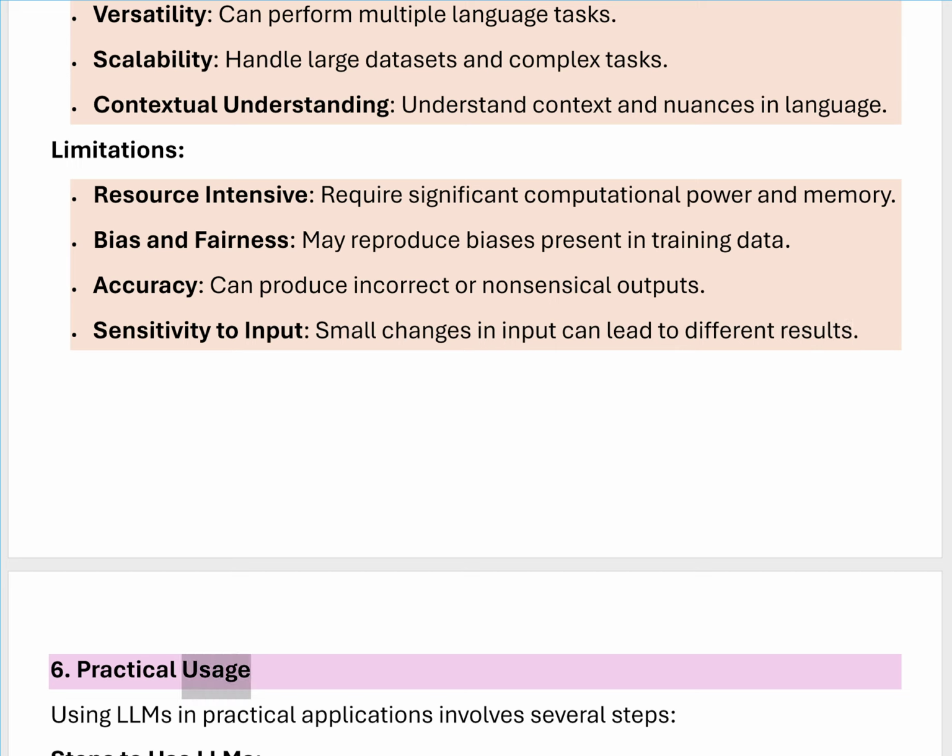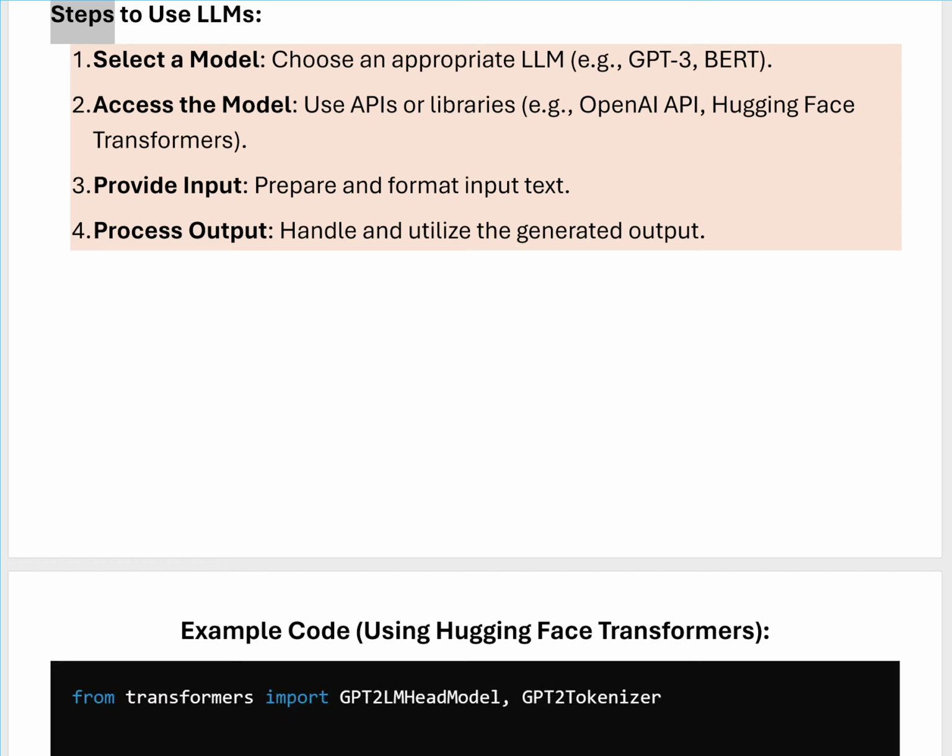6. Practical usage. Using LLMs in practical applications involves several steps. Steps to use LLMs. Select a model. Choose an appropriate LLM, e.g. GPT-3, BERT. Access the model. Use APIs or libraries, e.g. OpenAI API, Hugging Face Transformers.